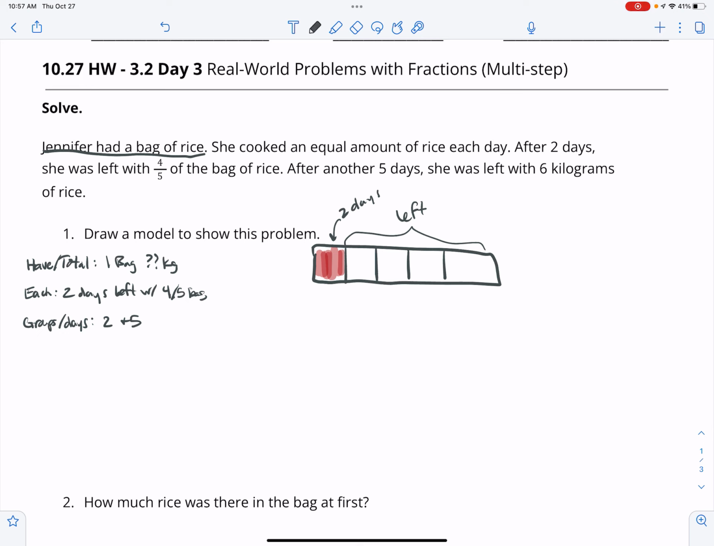After another 5 days, she was left with 6 kilograms of rice. Draw a model to show this problem. Well, I don't like how those are overlapped. Let me try one more time.